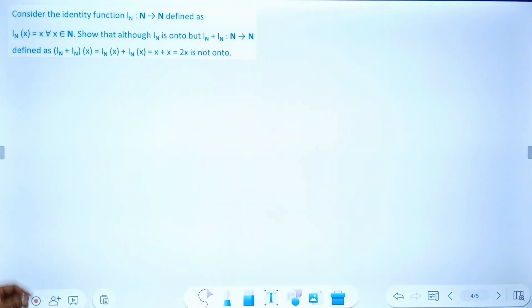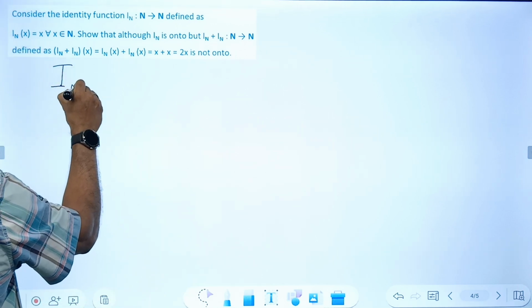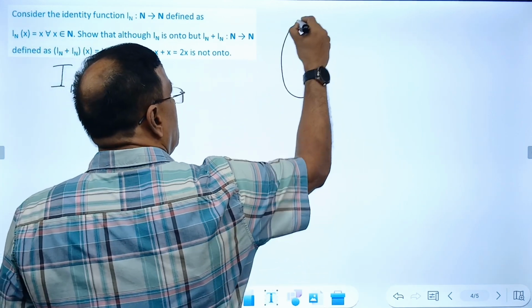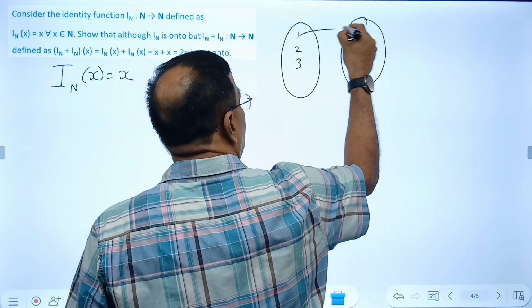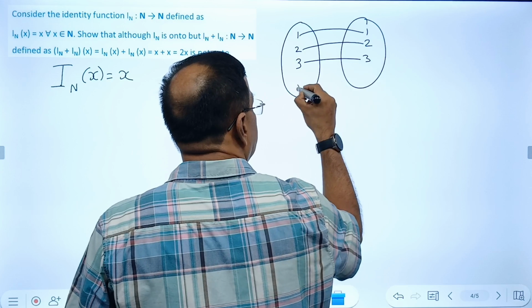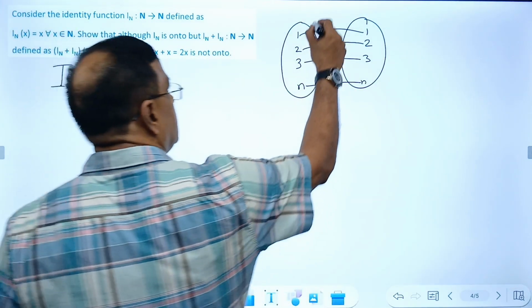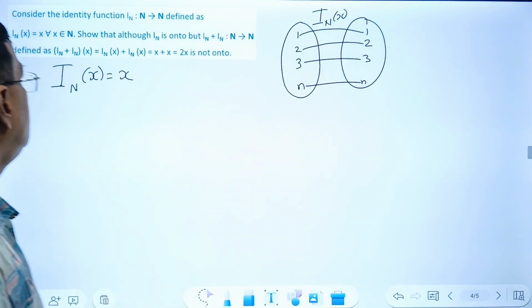Now this is our last problem in this. I_n is an identity function. What is an identity function? It returns the same value. Identity functions are like x goes to itself. For example, if I have 1, 2, 3, I_n will take 1 to 1, it will take 2 to 2, it will take 3 to 3, and it will take n to n. This is the definition of I_n of x.